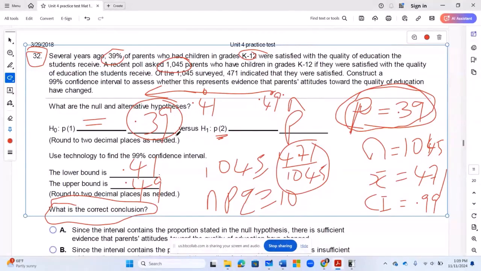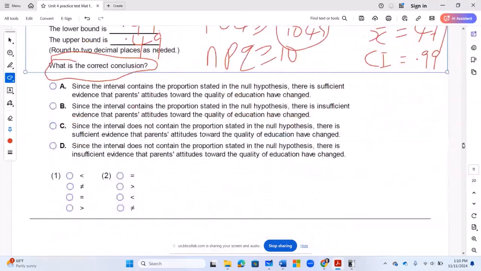Therefore, it is not in the interval, which means we are going to reject the null hypothesis, which says that parents are still satisfied with the level of education. In other words, from our conclusion, we are rejecting the null. Now that we have rejected the null, which is the status quo, we are agreeing with the parents who said that the quality of education has changed. Therefore, the quality of education has changed because the null hypothesis is rejected.